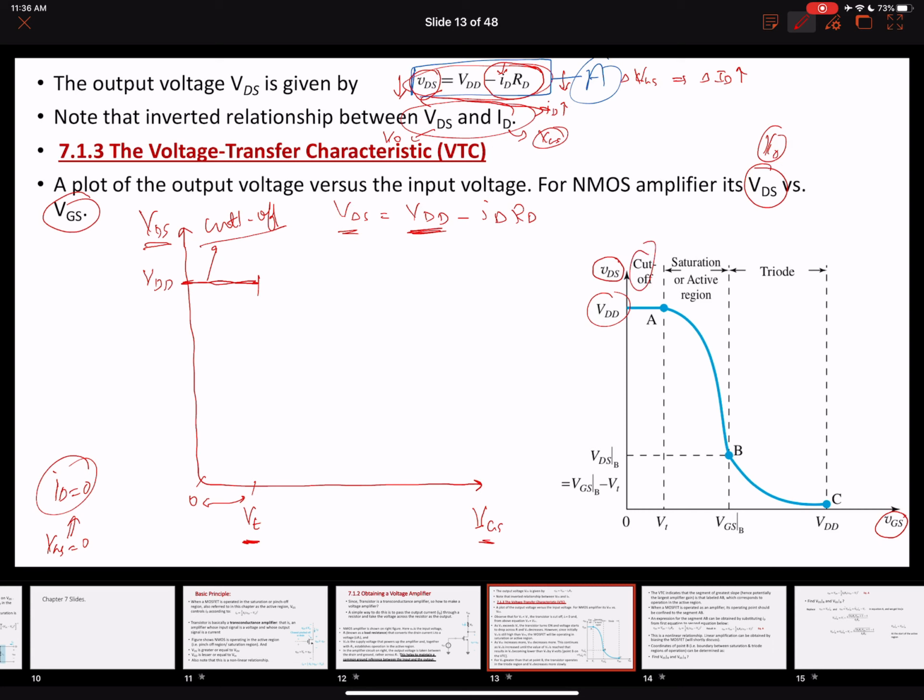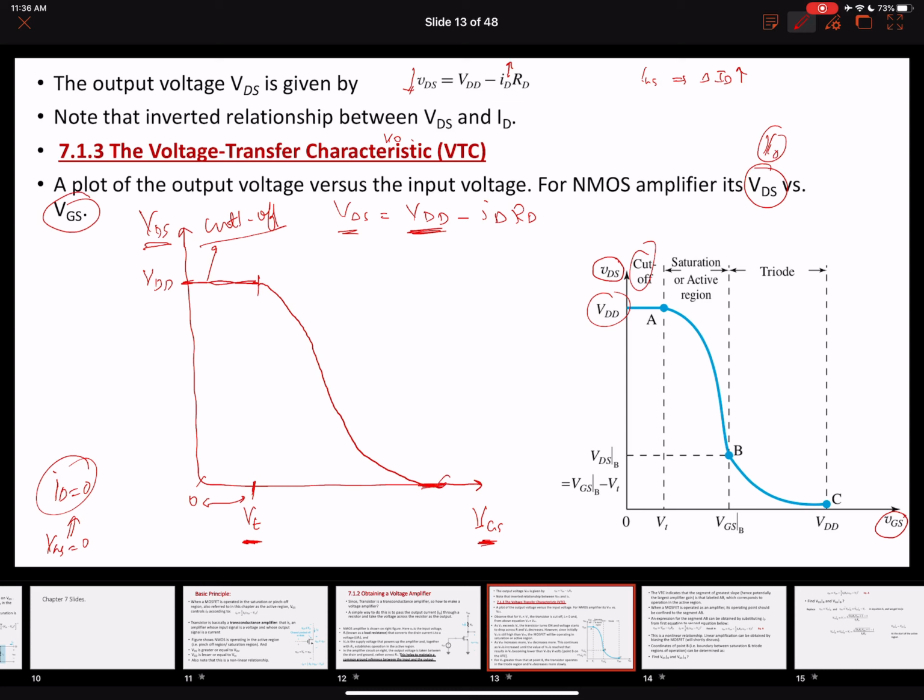So what will happen at this point? Once VGS becomes greater than the threshold voltage, we know that a channel will be induced and the current is going to start to flow. As soon as the current starts to increase, the VDS will start to decrease, right? So now the current is increasing and the VDS is decreasing till a point where it goes down to 0.